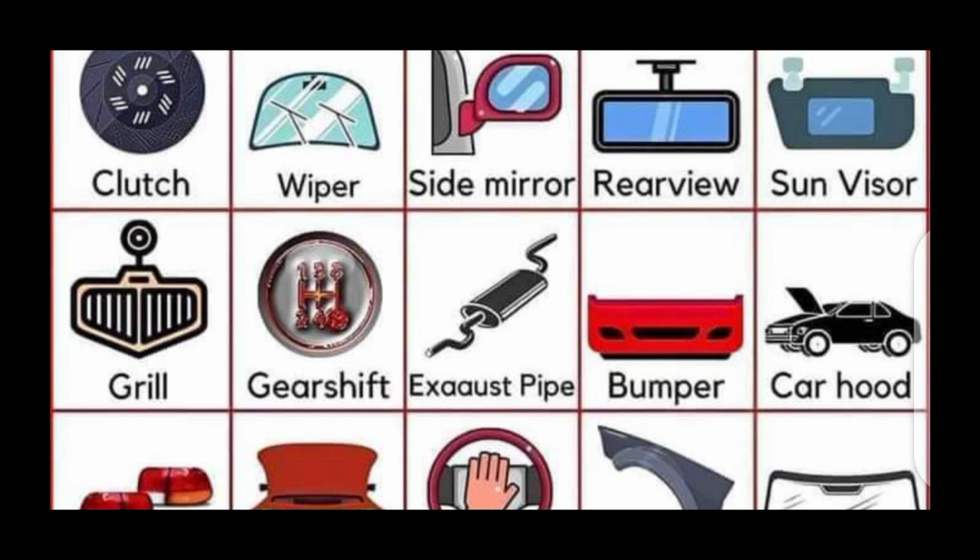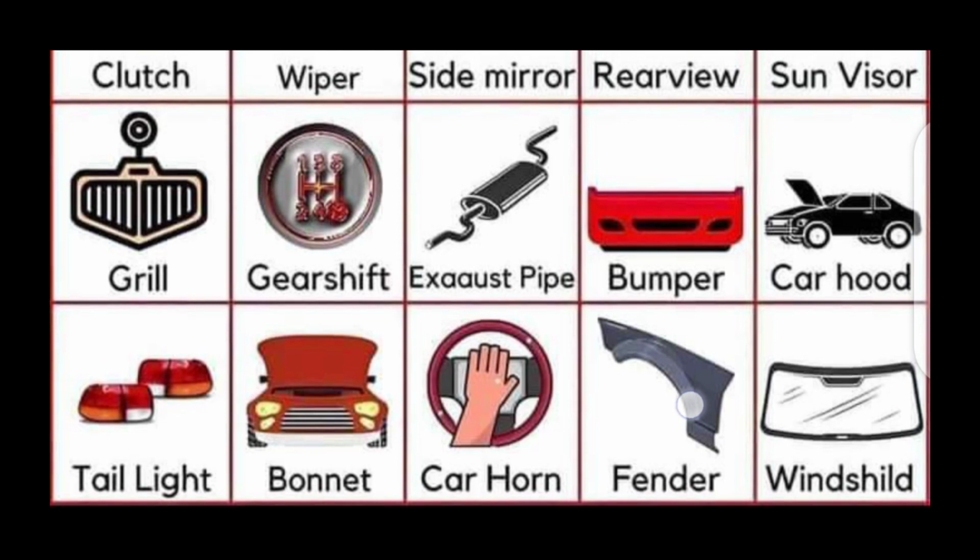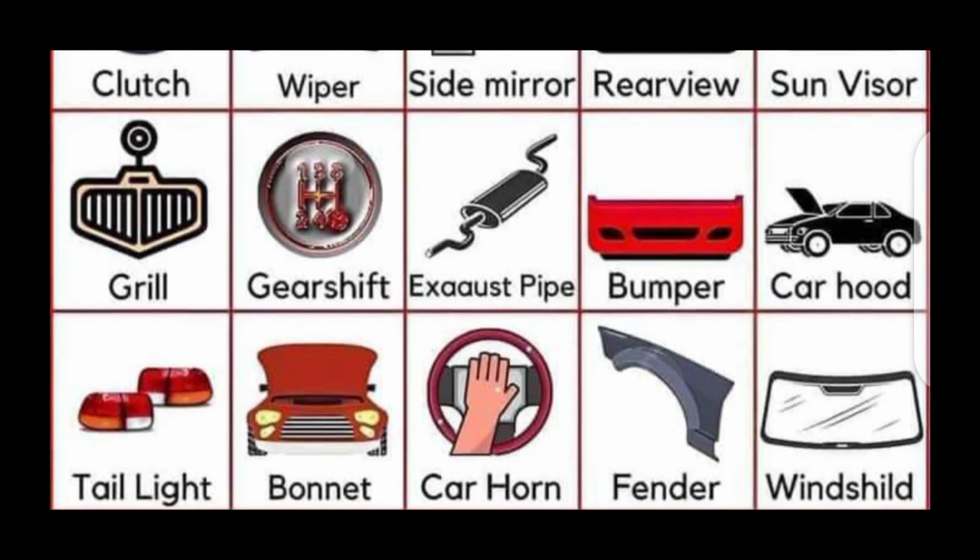The next one is bumper. The next one is car hood. The next one is tail light. The next one is bonnet, which Americans call front hood or car hood. British use bonnet, and in Pakistani English it is also used as bonnet. The next one is car horn, a button usually available on the steering.